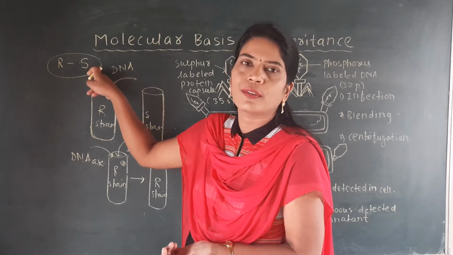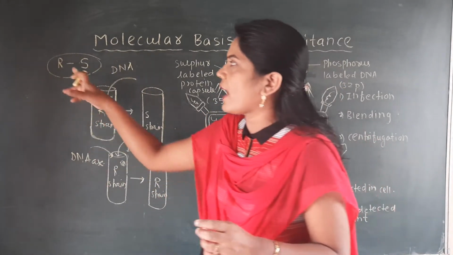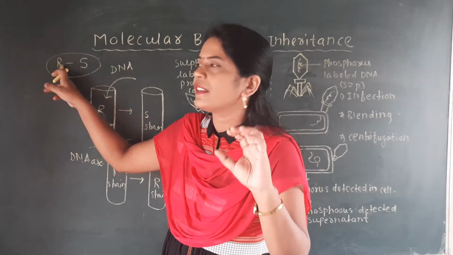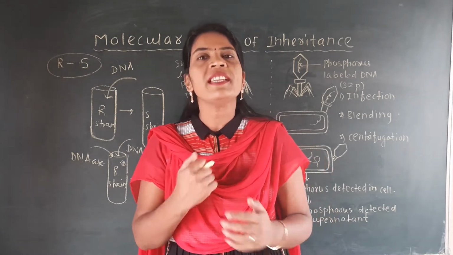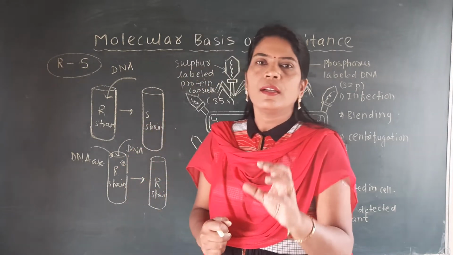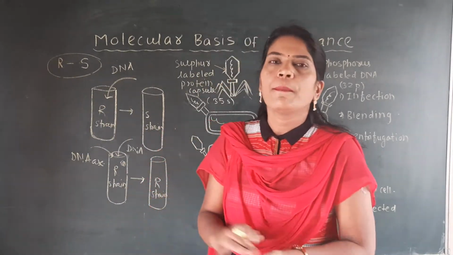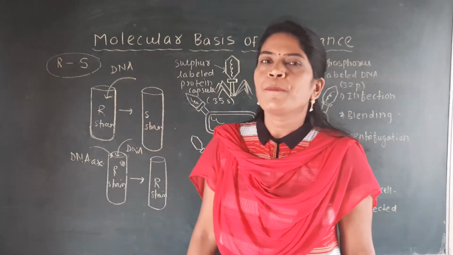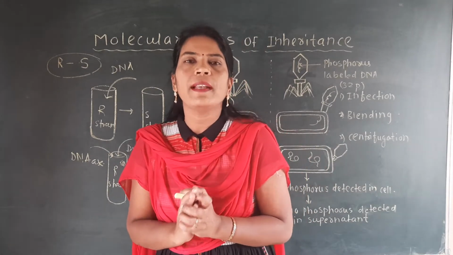So from here we start: the R strain got converted into the S strain because these R strain had accepted something, due to which this R strain got converted into the S strain. But which chemical was accepted by this R strain, that was tried to be found out by these 3 scientists, Avery, MacLeod and McCarty. That's why they carried out their experiment in a test tube.